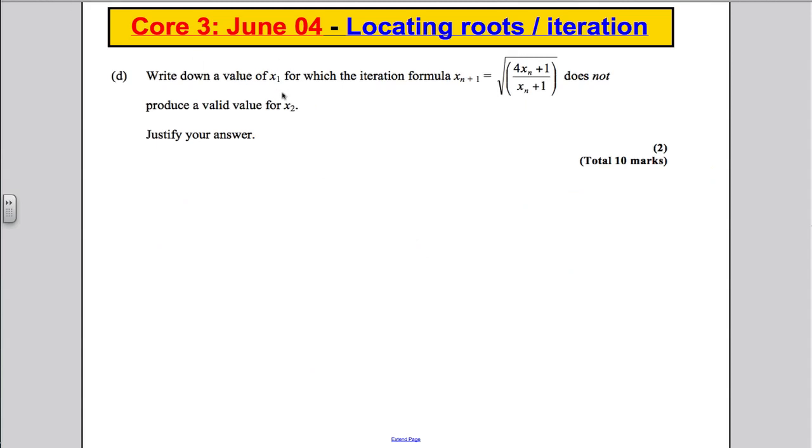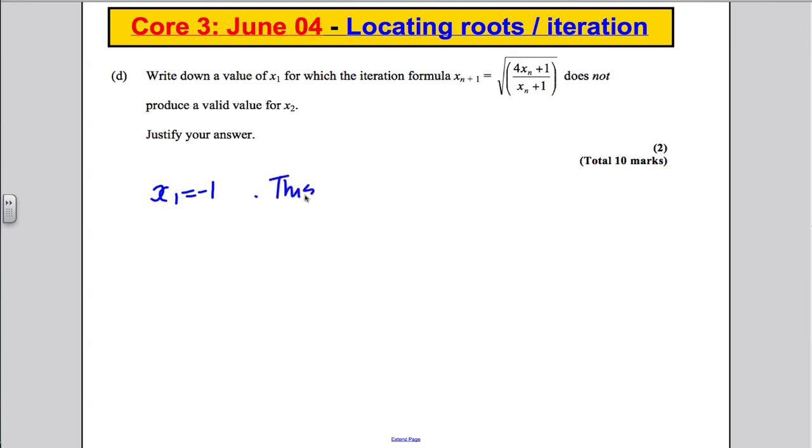Write down a value for x1 for which the iterative formula does not produce a valid value for x2. Justify your answer. Well, what value of x1 would make this whole thing not work? Imagine I picked, for example, x1 to be -1, then the bottom would be 0 and it wouldn't make any sense. So x1 would be -1.